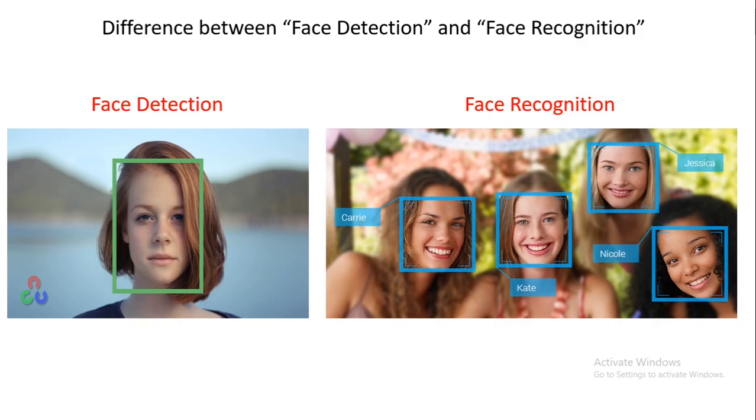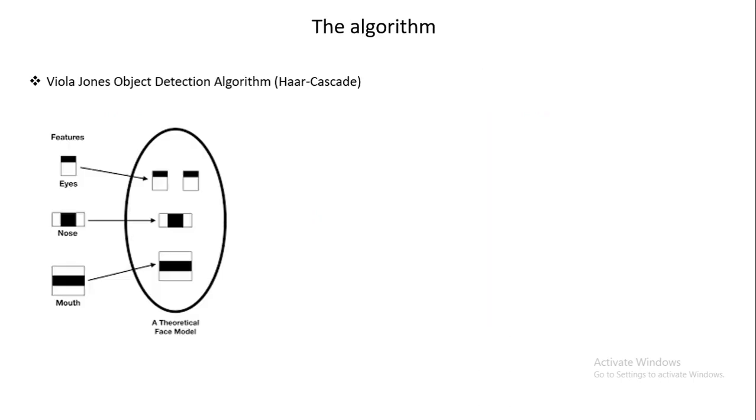What is the difference between face detection and face recognition? Here we are going to learn how to make face detection, not face recognition. Face recognition is identifying whose face that is. For example, it is Jessica, it is Kate, this is Nicole. So face recognition is nothing but identifying whose face it is, okay? But face detection is nothing but locating the face region in a video or image like this. So we're going to learn how to detect a face in this video, not recognize a face.